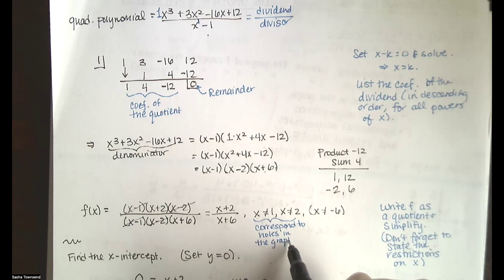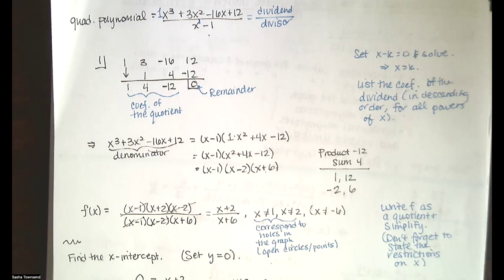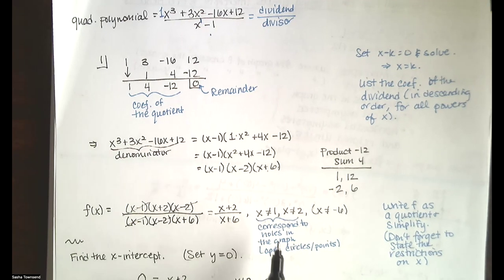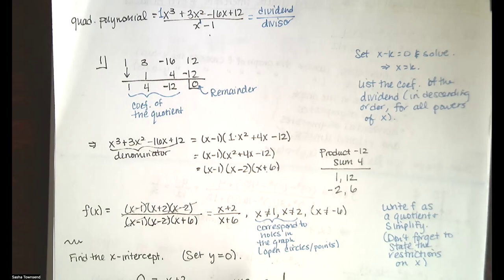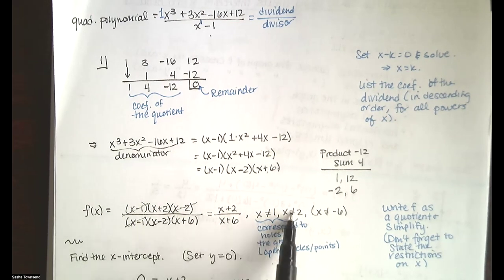Or if you prefer, you can use open circles or open points. That's a point that the function is going to get infinitely close to, arbitrarily close to, in the x and y direction. But we never actually get there. That point's not on the graph, it's omitted from the graph. And this function itself turns out to be continuous at those points.